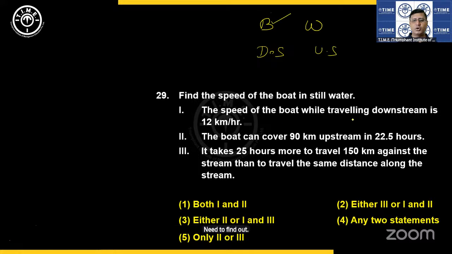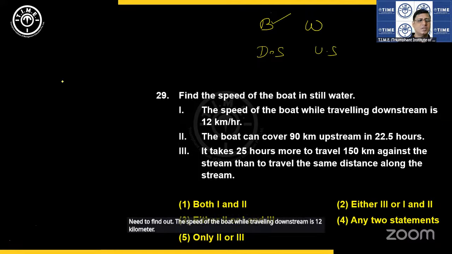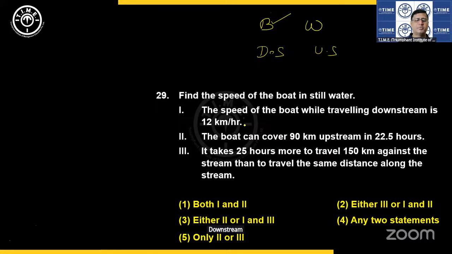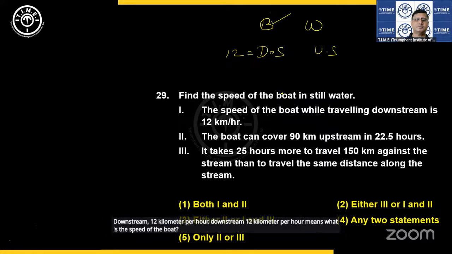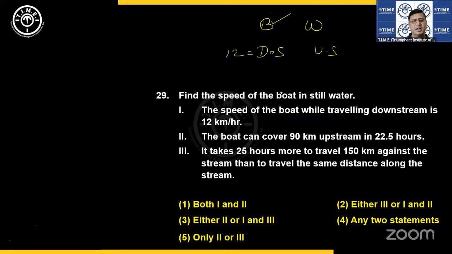The speed of the boat while traveling downstream is 12 kilometers per hour. Downstream 12 kilometers per hour means what is the speed of the boat? Downstream is the speed of the boat plus the speed of the stream. So what is the discussion here? First one is insufficient. B plus W is equal to 12. That is the first statement.